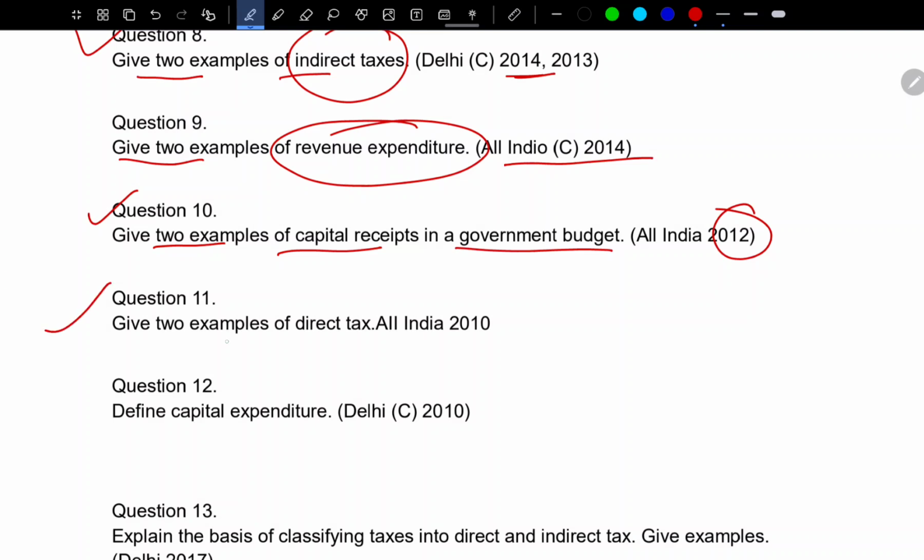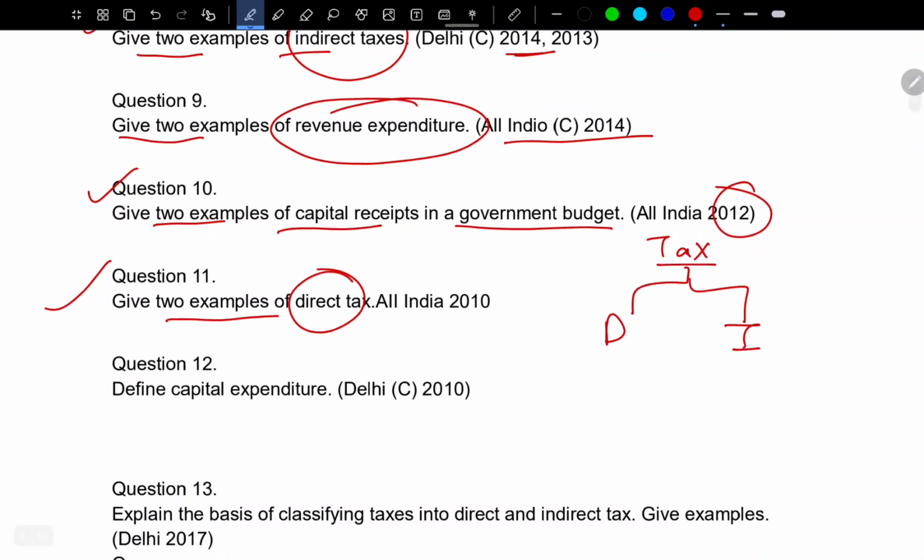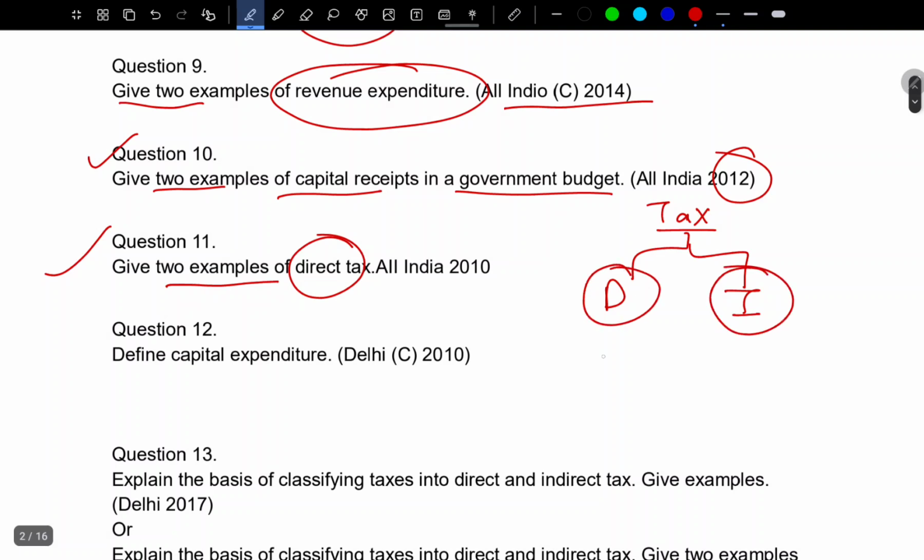Question number 11 is, give two examples of a direct tax. Taxes are of two types, one is direct tax and the second is indirect tax. I have discussed in detail what is direct tax and what is indirect tax. If I have to give an example of direct tax, it is income tax, and if I give an example of indirect tax, it is GST.